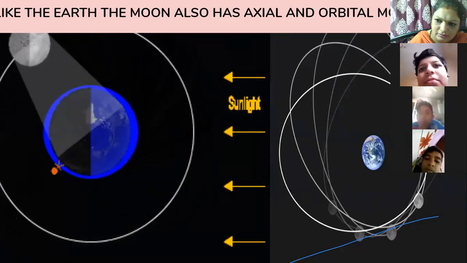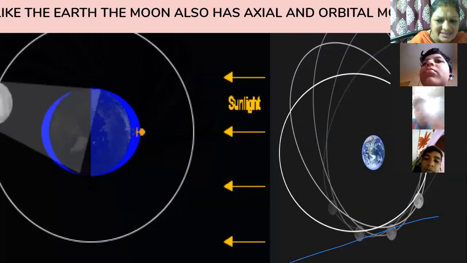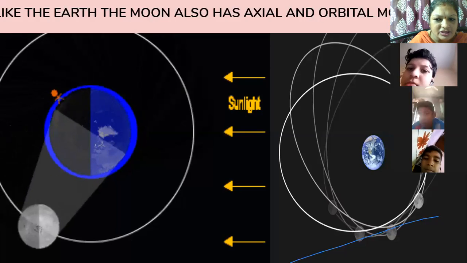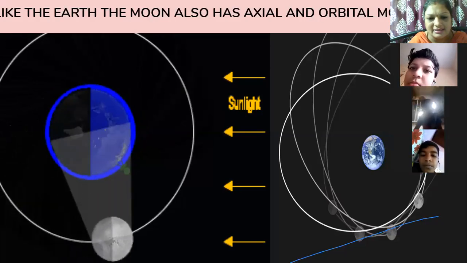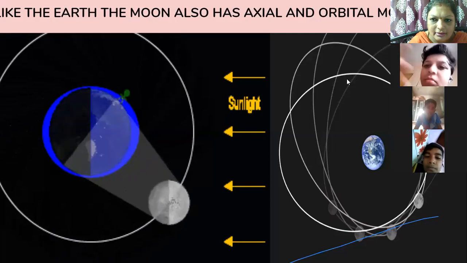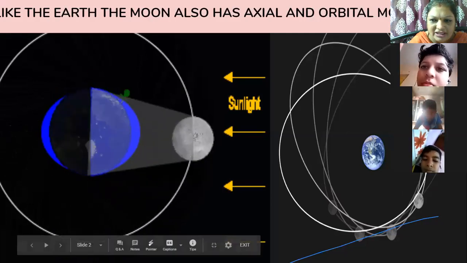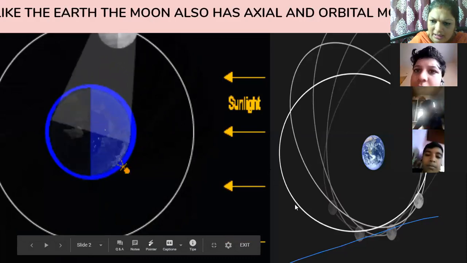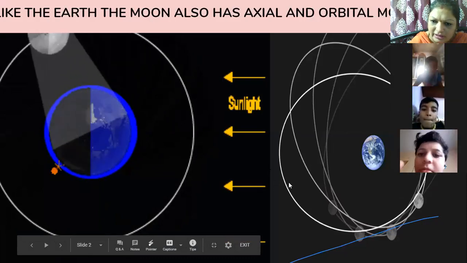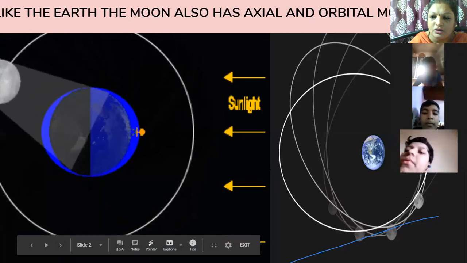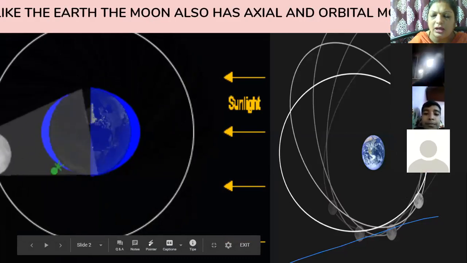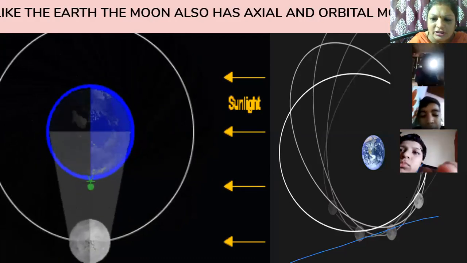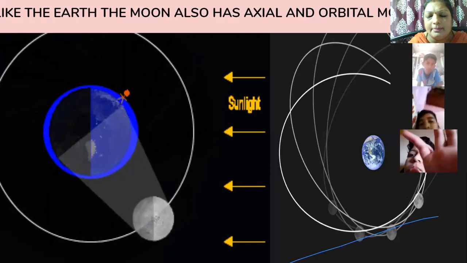It is rotation, but as it rotates around the axis, an imaginary line, rotation is axial motion. Similarly, it has its orbit, a fixed path to revolve. It is known as orbit. That's why the revolution of the moon is known as orbital motion. So you know now the rotation is also known as axial motion and revolution is known as orbital motion.